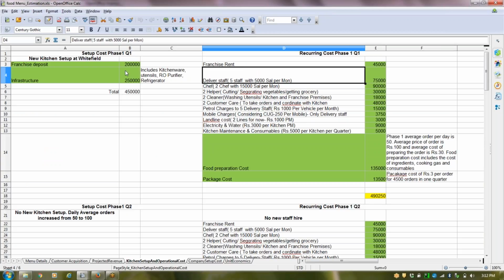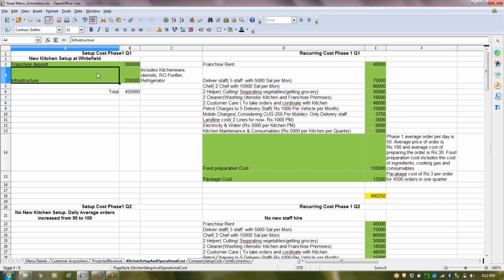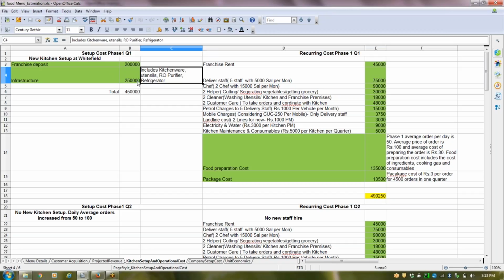So in the phase 1, they have divided this phase 1 into quarter 1 and quarter 2. So in the phase 1, quarter 1, they have the setup cost. Initially, they have to set up this kitchen. So the infrastructure cost, which includes the kitchenware, utensils. You need to do all this calculation, how much money would be spent on this. So you should not be doing very specific calculation, but it should be at a very high level. It should be a rough guesstimate. Okay. So the franchisee deposits some 2 lakh, I think, and 2,50,000 as the infrastructure. So totally 4.5 lakhs.